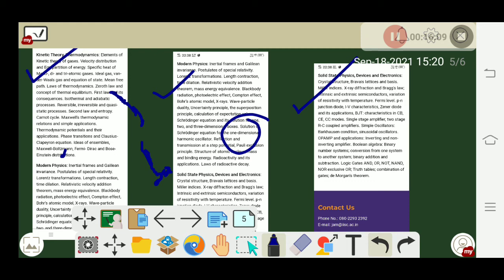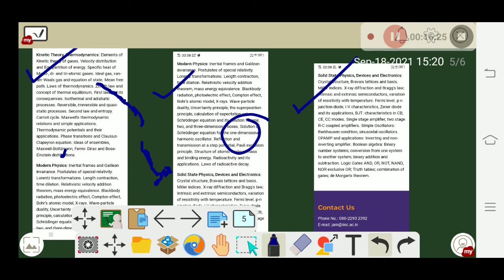Reflection and transmission at a step potential, yes, important. Pauli's exclusion principle, not so. Yeah, a basic thing is very important, that degeneracy is 2s plus 1. Just a basic thing is important from Pauli's exclusion principle.